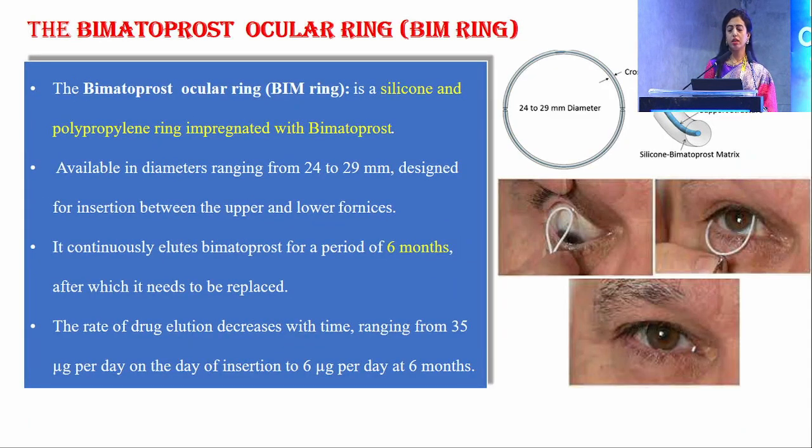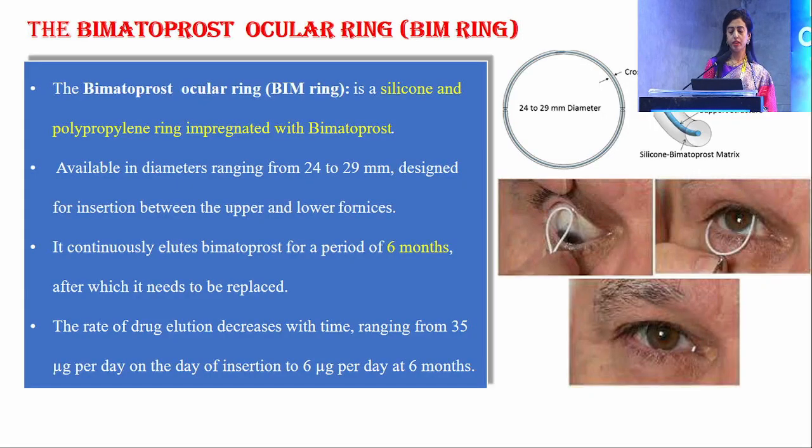This is the bimatoprost ring. This is a polypropylene ring that is impregnated with bimatoprost. It continuously elutes bimatoprost for a period of 6 months, after which it needs to be replaced. But the rate of drug elution decreases over a period of time. That is the main drawback of this ring.